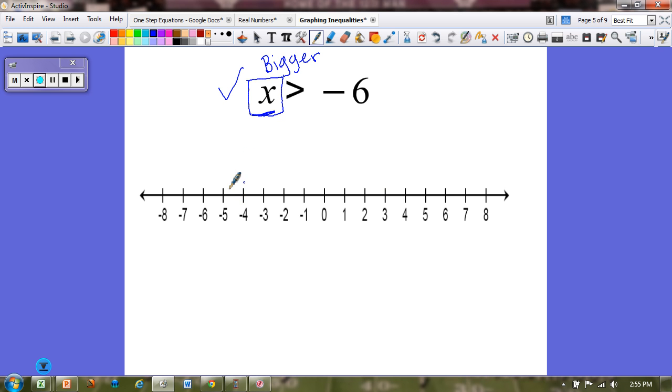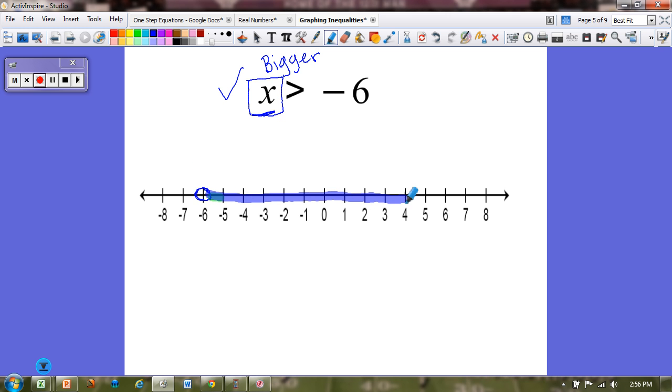So I'm going to look at my number line. In this case, my number's already on the number line. I'm going to find -6. And I'm not sure if I'm going to do a filled in or an open one. I look back and I see it's just a greater than symbol, so it's just going to be an open circle. So then I'm going to go ahead and draw my line. Let's do it.